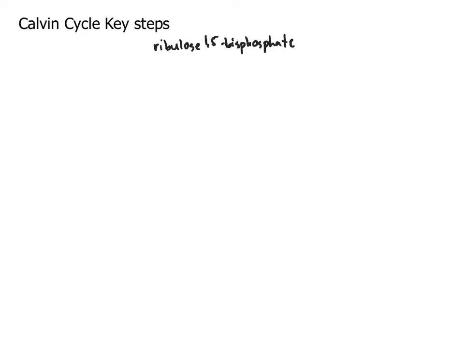And this one has 5 carbons. So this is where the CO2 comes in. Remember, this is CO2 fixation that we're talking about. So the CO2 comes in here. This is done by Rubisco.